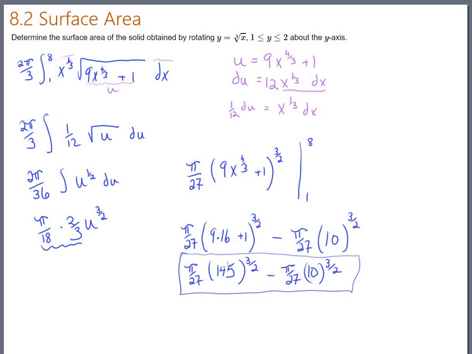If they want an exact answer, they might actually want a decimal answer. So you'd have to grab your calculator and crunch that. So you can see why they don't give you a whole lot of surface area problems where you have to work them all the way out. This was just x to the 1/3. It wasn't a complicated function, but the integration and the final answer end up being fairly complicated.